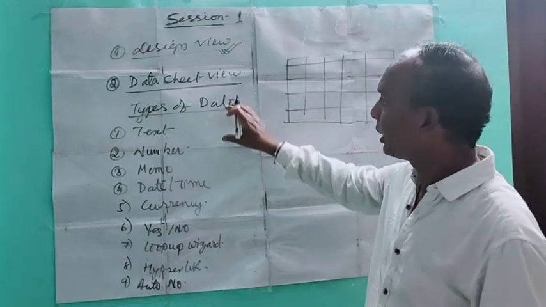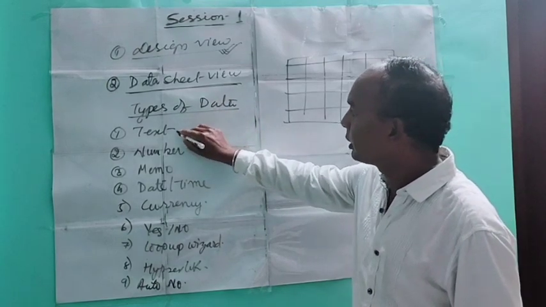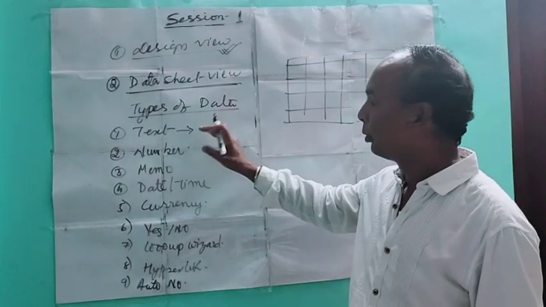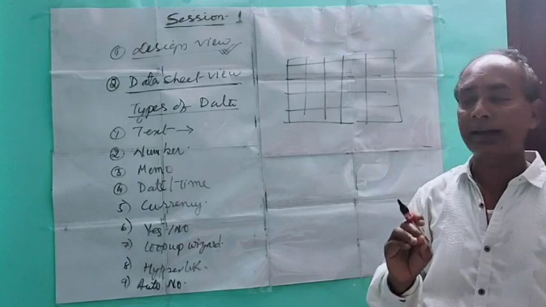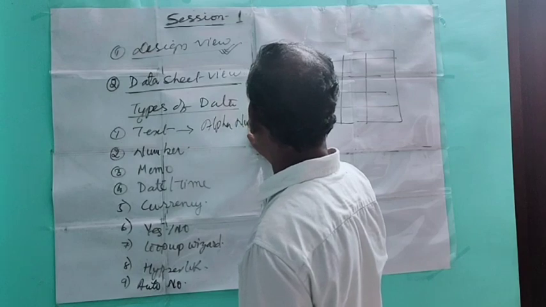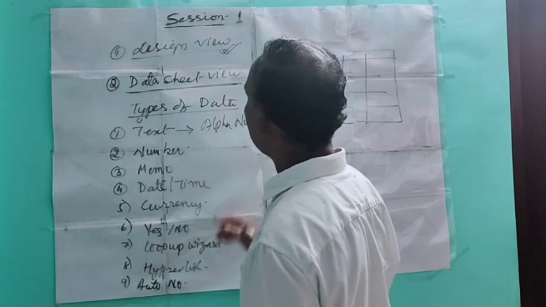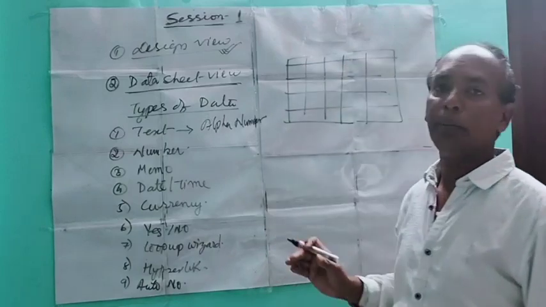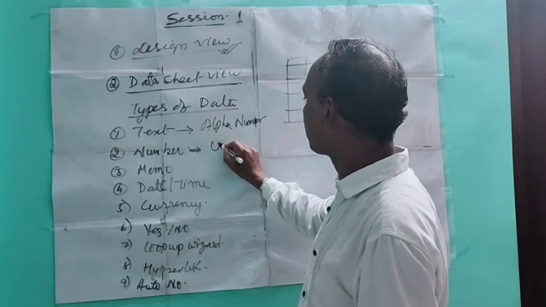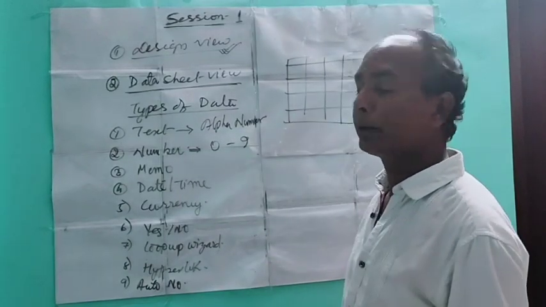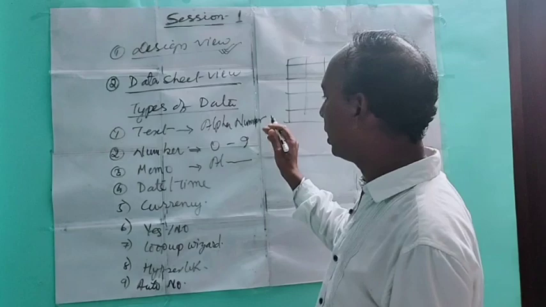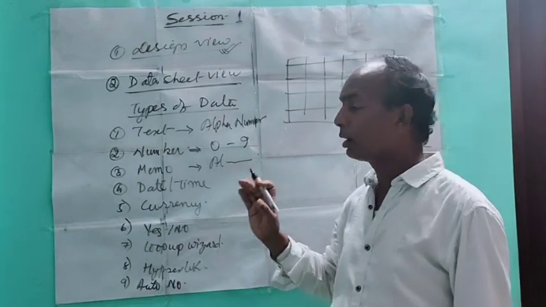Let's come to the types of data. The first one is text. What does text mean? In the text data type, you can use both text and numbers, so it is called alphanumeric. Next is number. Here you can use any number from 0 to 9. The third one is memo. This is also alphanumeric. You can use both alphabets and numbers.